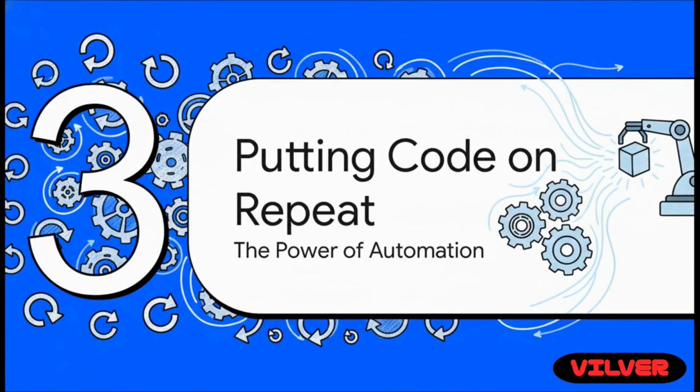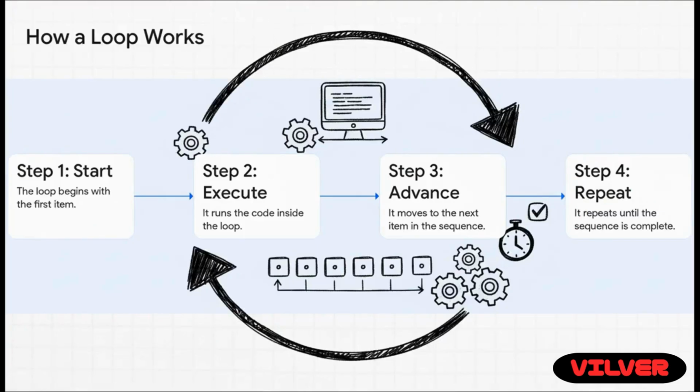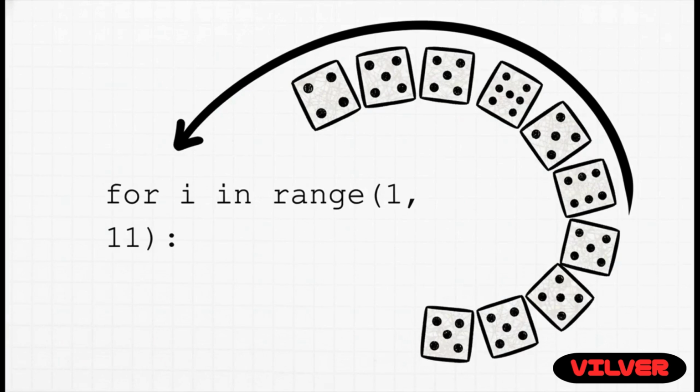Okay, let's recap. We can store information and we can make decisions. Now for the real magic. We're going to talk about putting code on repeat. This, my friends, is where you unlock the true power of automation. Now, the word loop might sound a little technical, but it's really just a simple process that repeats itself over and over. It's so simple. It starts, runs the code inside, moves to the next thing in line, and just keeps doing that until it's all done. And you won't believe how little code this takes.